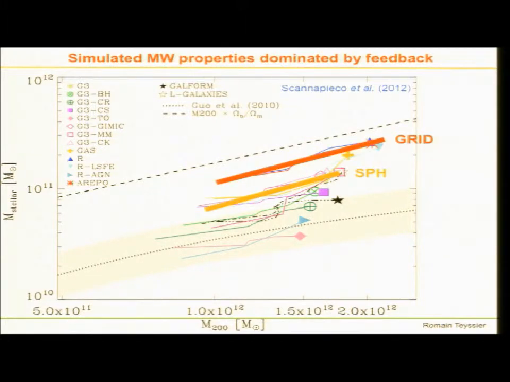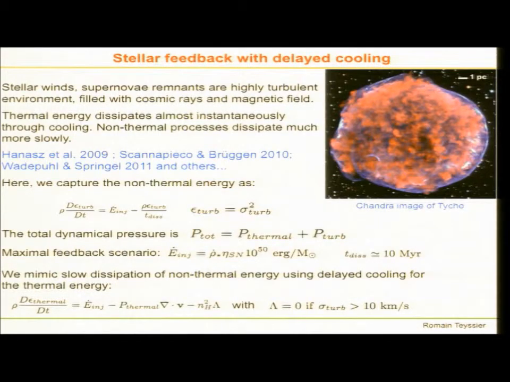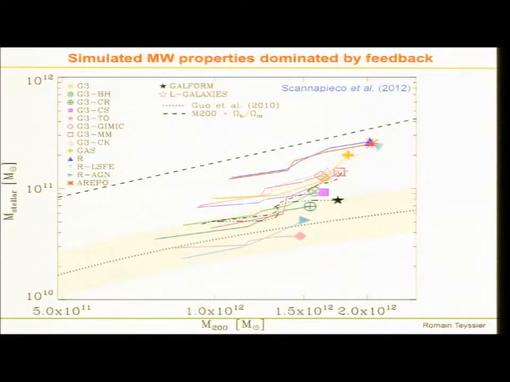while SPH code, with again very weak feedback, tends to give you something which is a factor of 2 lower. So besides feedback, there are also some numerical issues to be understood. Okay, so first... Sorry, Romain, your point there was that you can always boost feedback in order to decrease the star formation efficiency, but then you destroy the disk. In this particular case, that's what you get, right? The price to pay to get the correct baryon fraction in star is to destroy the disk.